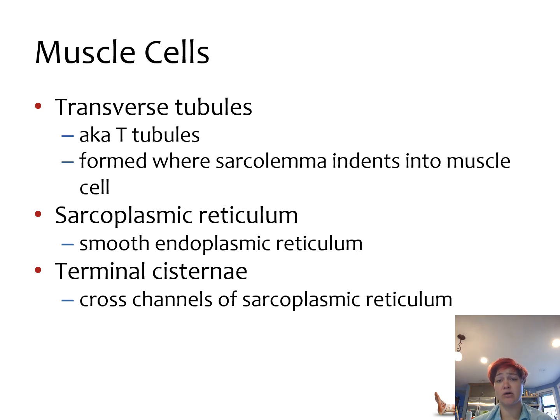These are formed where the sarcolemma indents into the muscle cell. I'm going to show you a picture where that's going to make a little bit more sense. Once again, we've got the sarcoplasmic reticulum, which is just the specialized smooth endoplasmic reticulum. We're going to talk about that guy. And the terminal cisternae are just cross channels of this specialized ER.